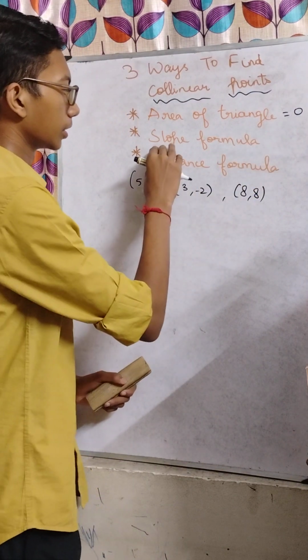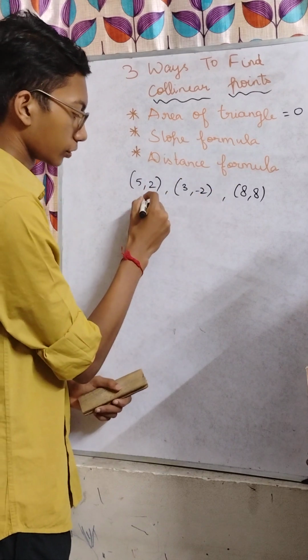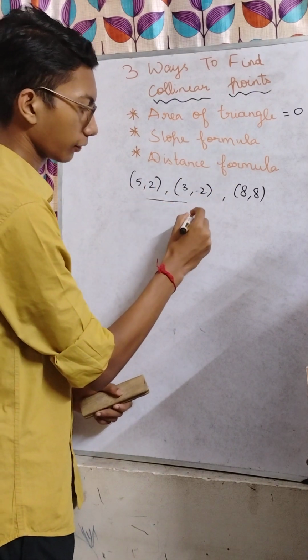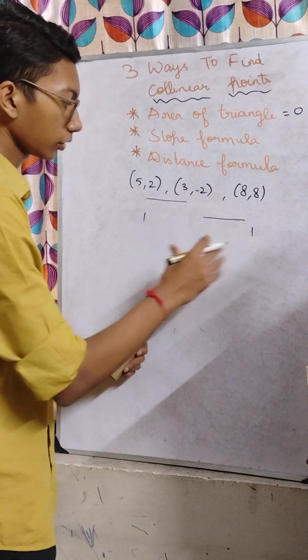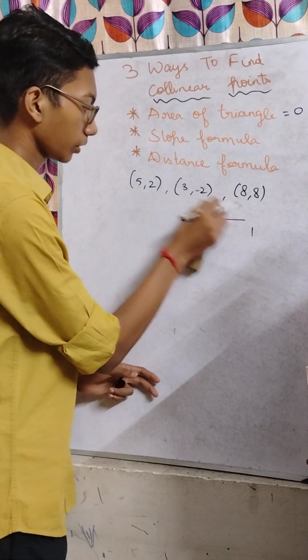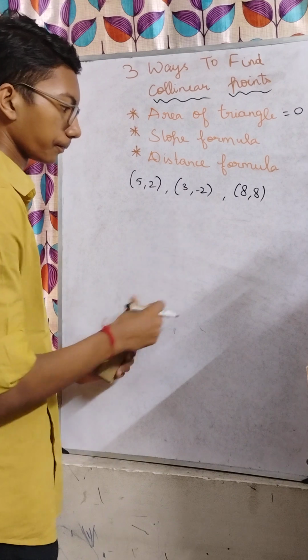Now the next method is the slope formula. We need to find the slopes of these two and then these two. If all of these slopes are the same, then we can say they are collinear.